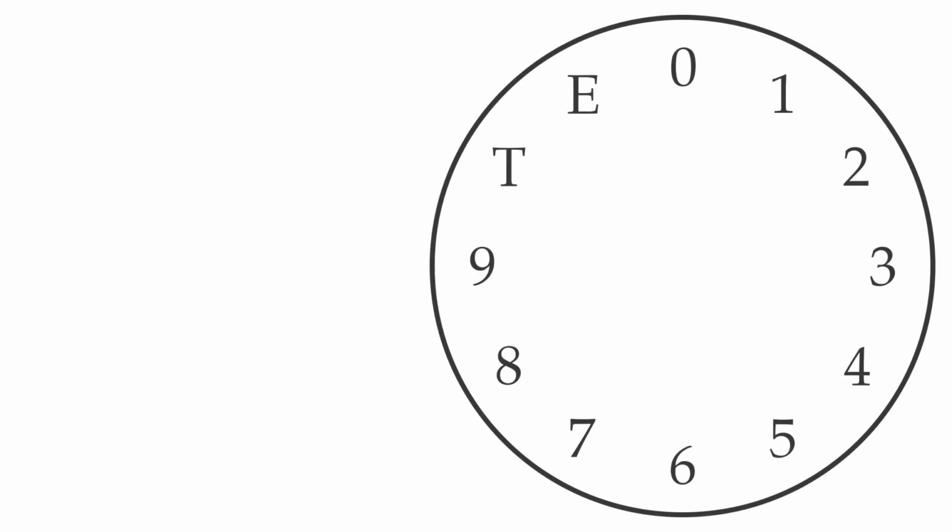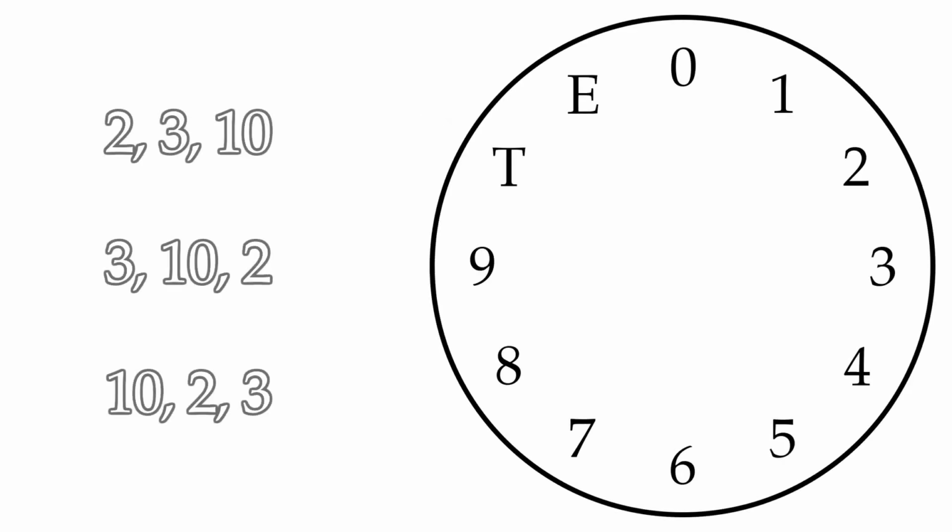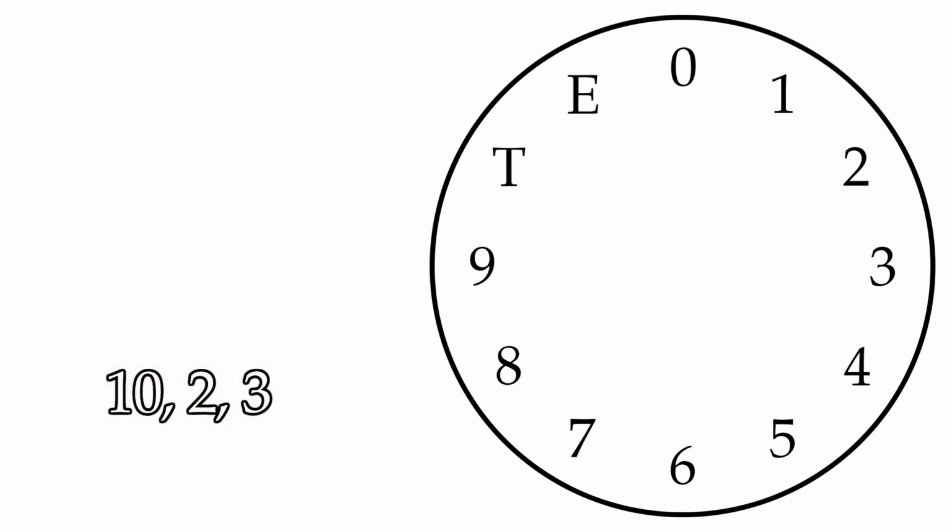This is where you have to get the clock involved. If you can only move clockwise, 2 to 10 is 8 hours, 3 all the way around to 2 is 11, and 10 over to 3 is 5. 5 is the smallest number we've come up with so far, which tells us that ordering the notes as 10, 2, 3 is the smallest possible form. But we're not done there.